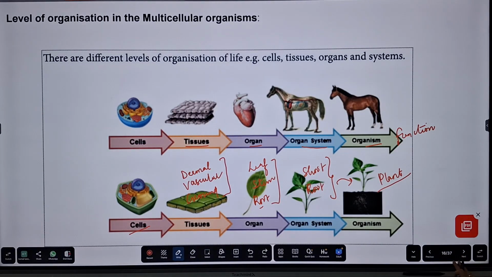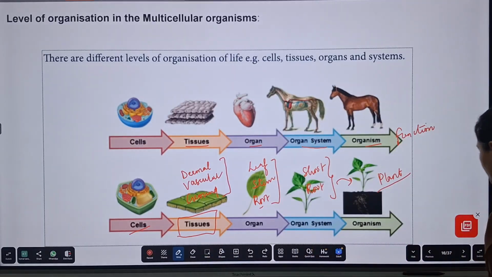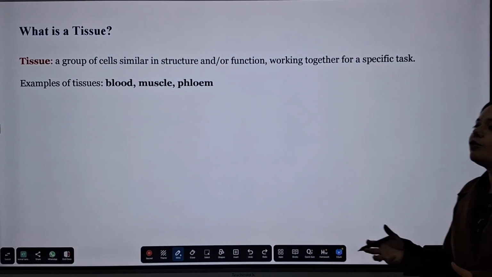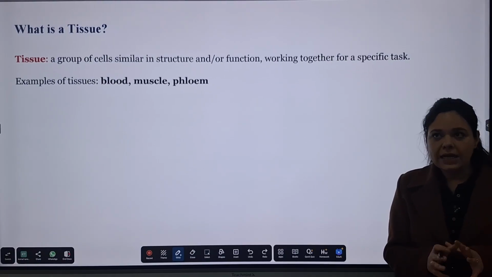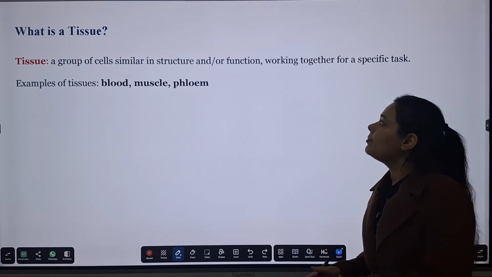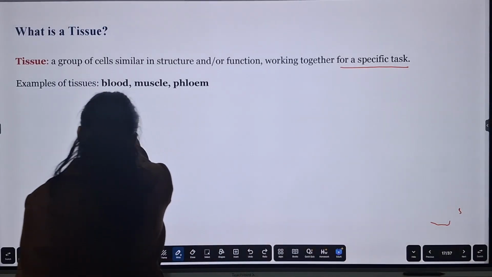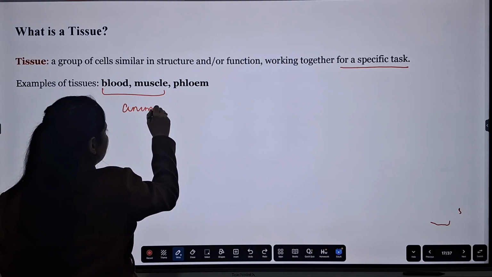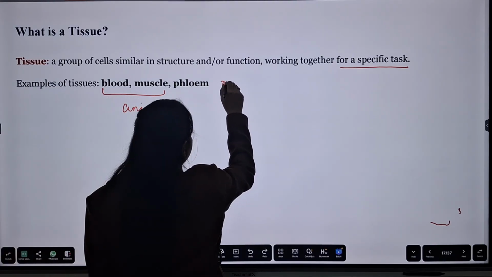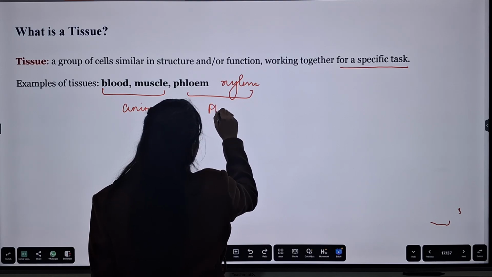So now let's focus on our main topic, which is tissues. What are tissues? Tissues are group of cells similar in structure because of their common origin, and they work together to perform a specific function. For example, blood and muscle are examples of tissue in case of animals. Phloem, xylem are examples of tissues in case of plants.